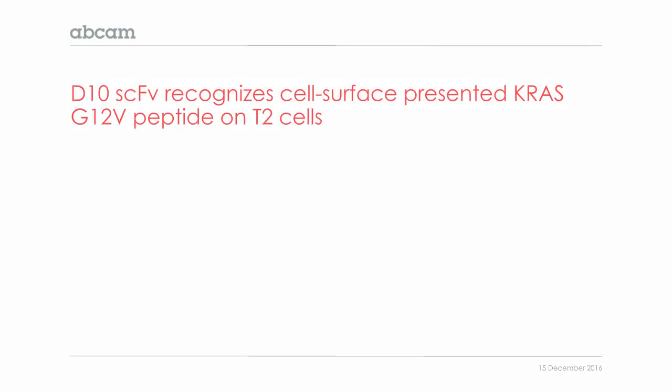So we did various T2 peptide pulsing experiments, including flow cytometry. In this case, we peptide pulsed our T2 cells. We stained the T2 cells with the D10 scFv, and we followed that with an anti-flag PE secondary.